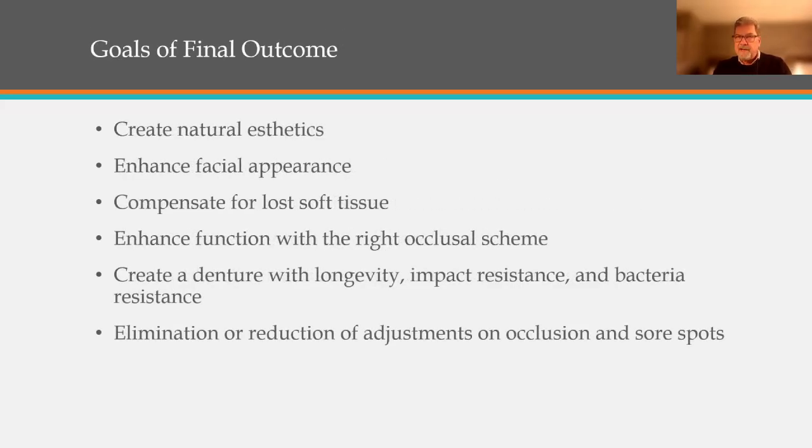The goals for the final outcome: we want to create natural aesthetics and hence enhance facial appearance, compensate for that lost soft tissue, and enhance the function with the right occlusal scheme. We're going to touch on different occlusal schemes a little bit later on. We want to create a denture with longevity, impact resistance, and bacteria resistance. The materials that I've been using for the last 15, 20 years have been high impact denture-based material with flexural strength. You can't have one without the other because then it'll be brittle. It has resistance to bacteria and great bonding to denture teeth. And for the final outcome, we want the elimination or reduction of adjustments in the operatory on occlusion and on sore spots.